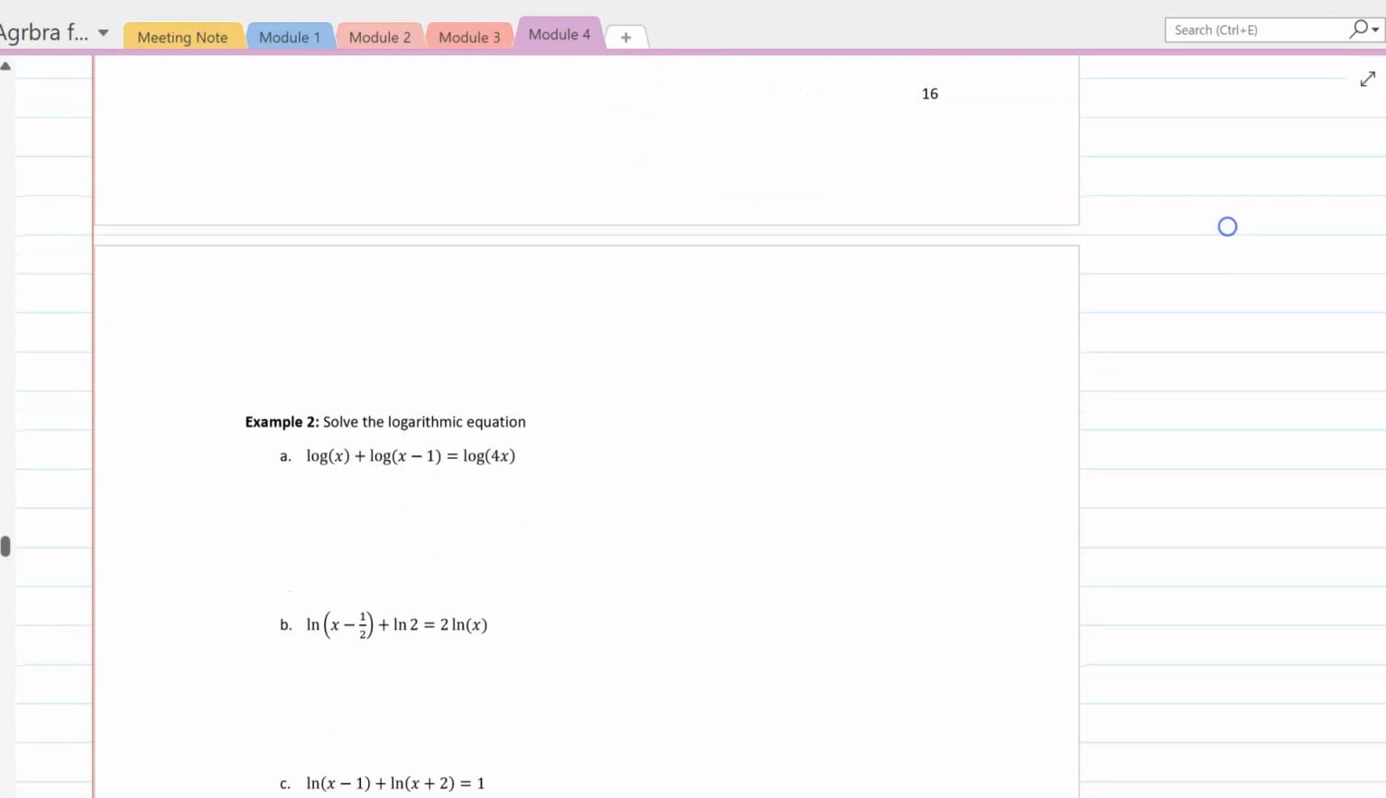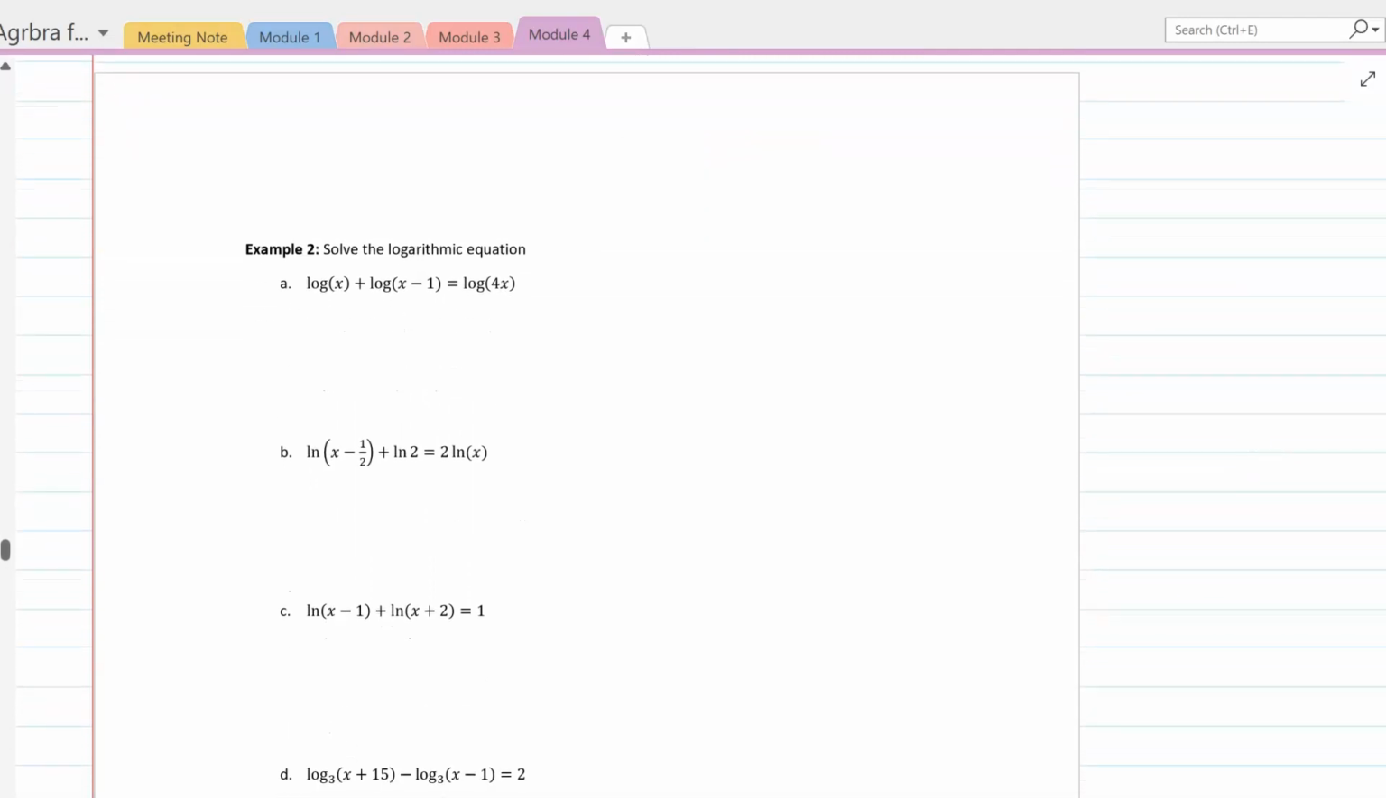So let's take a look at the first problem. Solve the logarithmic equation log of x plus log of x minus 1 equals log of 4x. Recall log of a plus log of b is equal to log of a times b, and we use this fact here. So we can write this as log of x times x minus 1 equals log of 4x. This means x times x minus 1 is equal to 4x. Now we can solve for x.